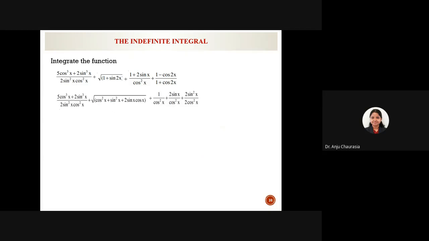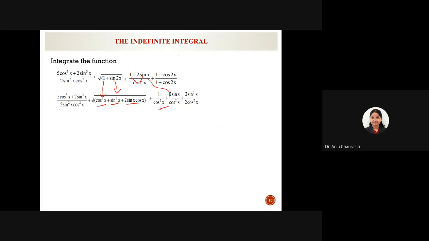Here also only the calculation matters, no integration part. I'm just giving the calculation explanation here. Sin 2x is 2 sin x into cos x. 1 is cos square x plus sin square x. So in this calculation, 2 sin x divided by cos square x, what they have done is distributed: 1 by cos square x, 2 sin x by cos square x.